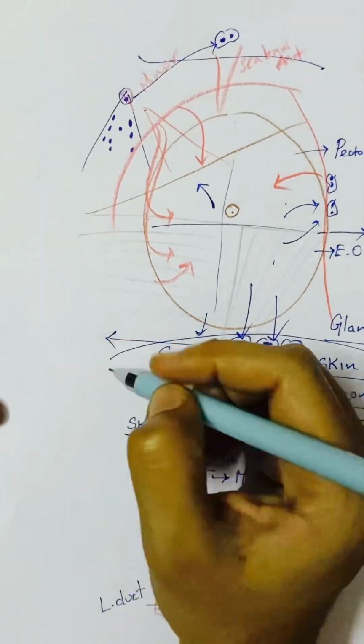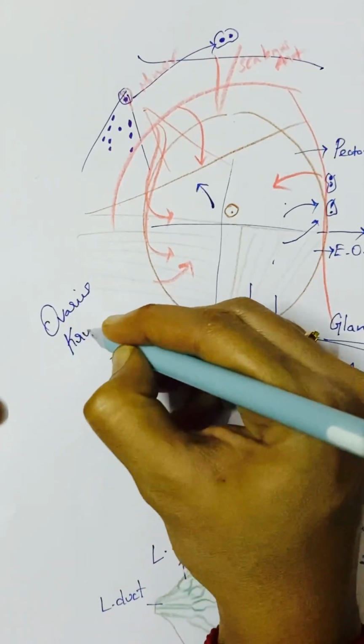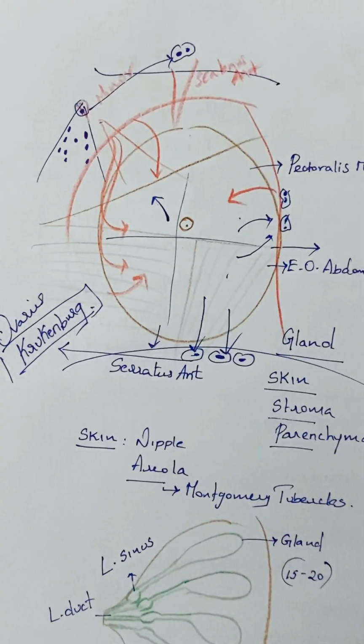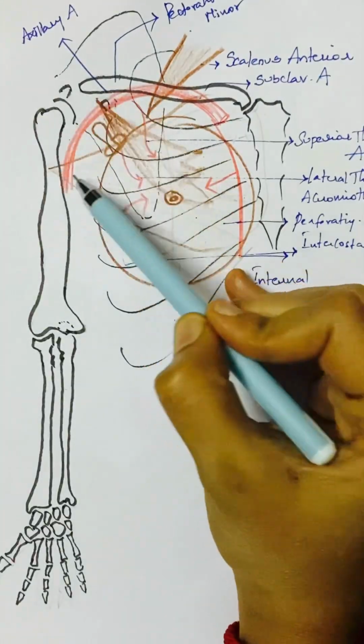In case of cancer, metastasis into the ovaries is called Krukenberg tumor. So this is a summary of the mammary gland.